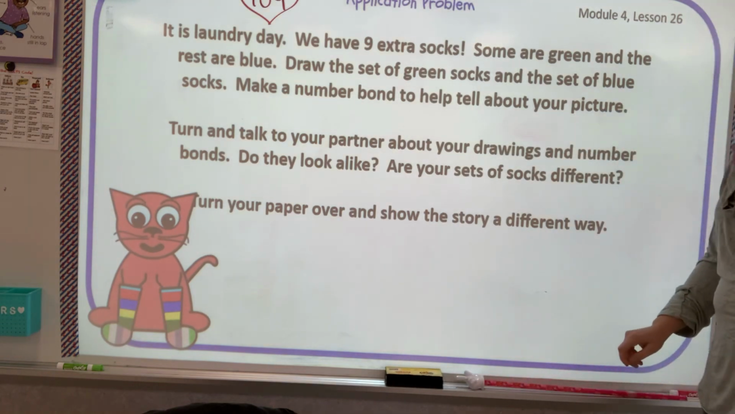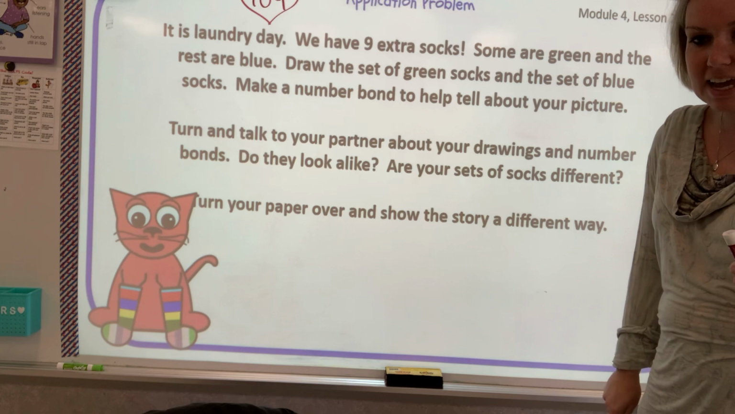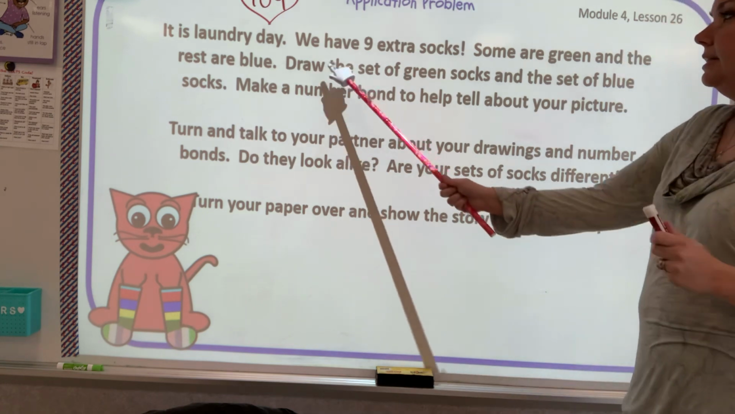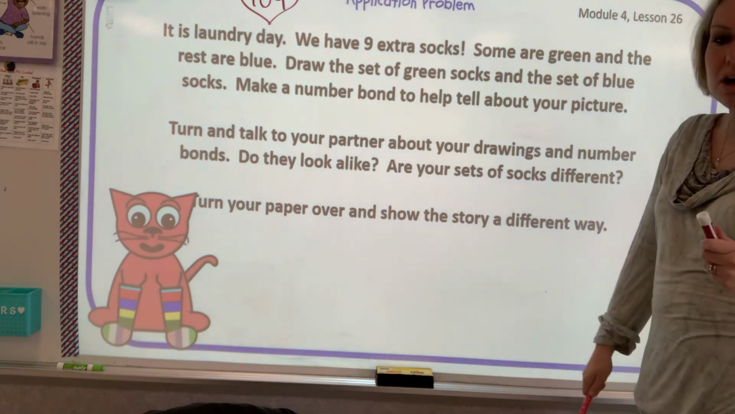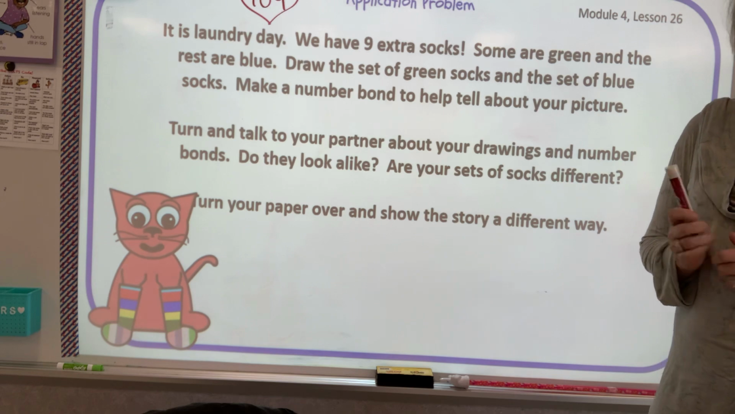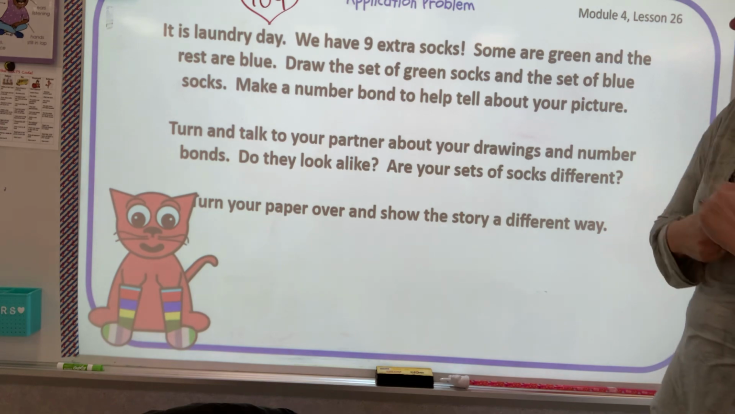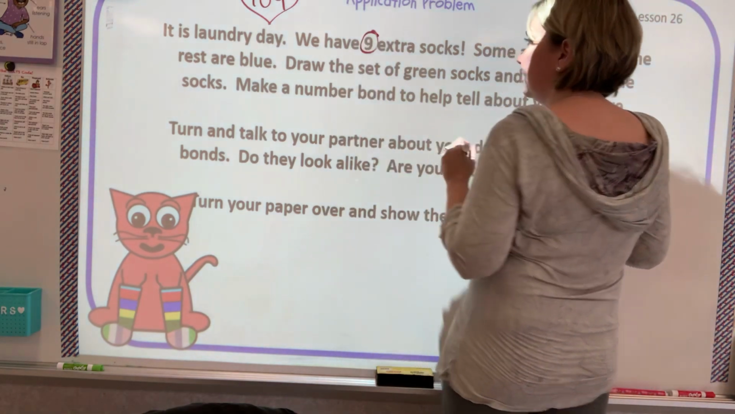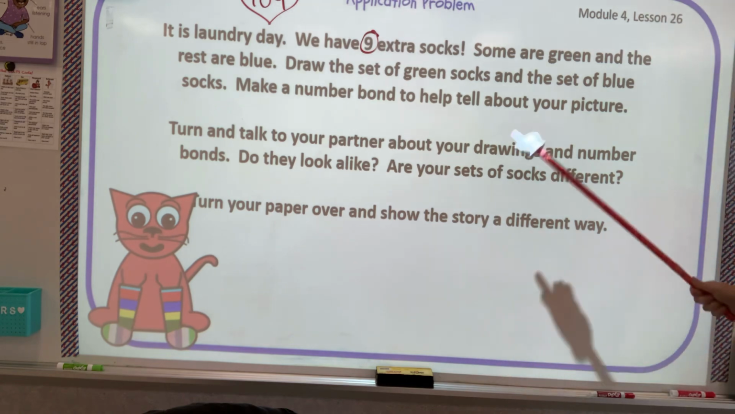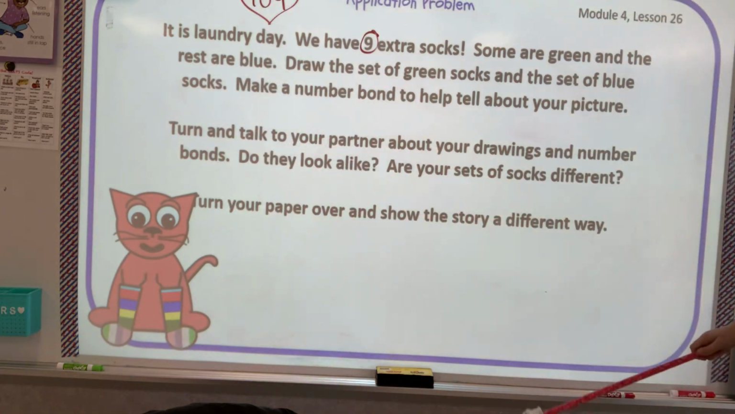All right, I'm going to take this one sentence at a time. The first sentence says, it is laundry day. Do I have to do anything with that sentence? No, it's just telling me. The next sentence says, we have 9 extra socks. What do I do with that? We have 9 extra socks. What do you think I should do? I don't think you do anything. Yeah, we can circle 9. Circle the numbers. Our next sentence says, some are green and the rest are blue. What am I going to do?